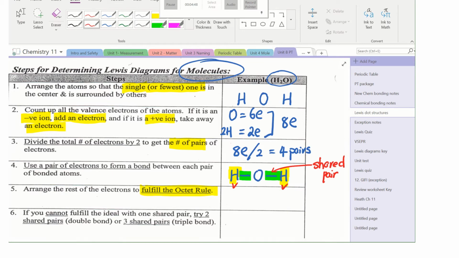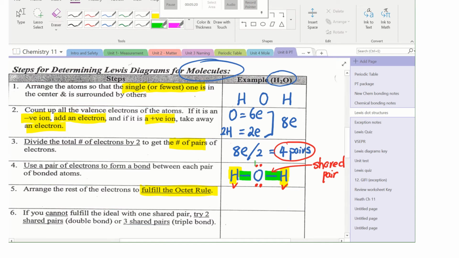But if you think about oxygen, the atom right here in the center, it's not quite happy because it only has 2 pairs. So we want to give it an octet. How do we do that? Remember we have 4 pairs on hand. We used up 2 pairs, so we still have 2 pairs. So we're going to put the other 2 pairs as lone pairs on the atom of oxygen.